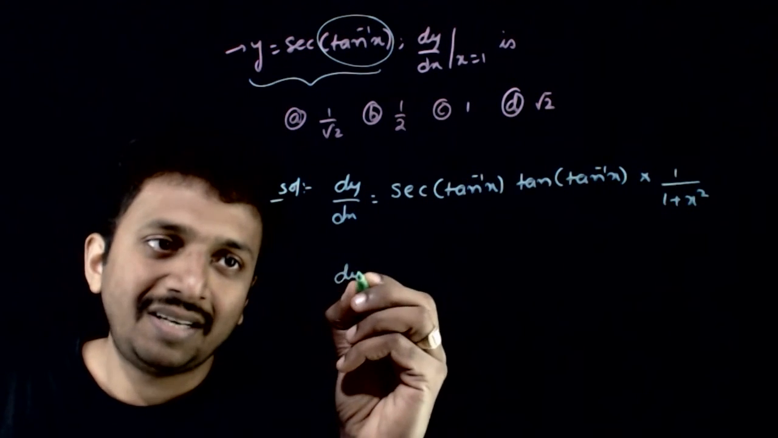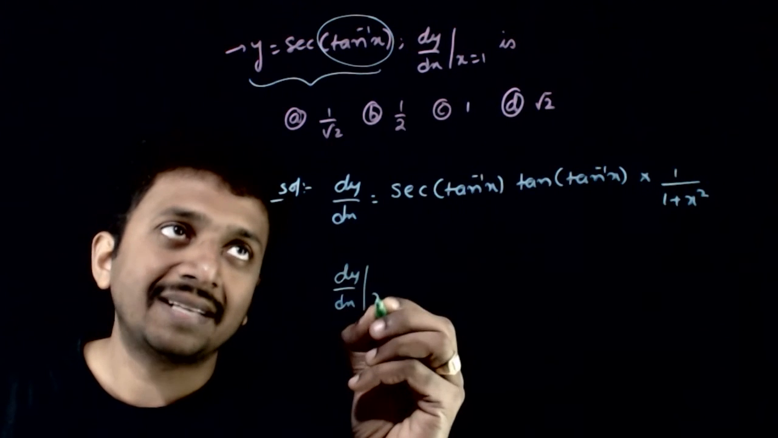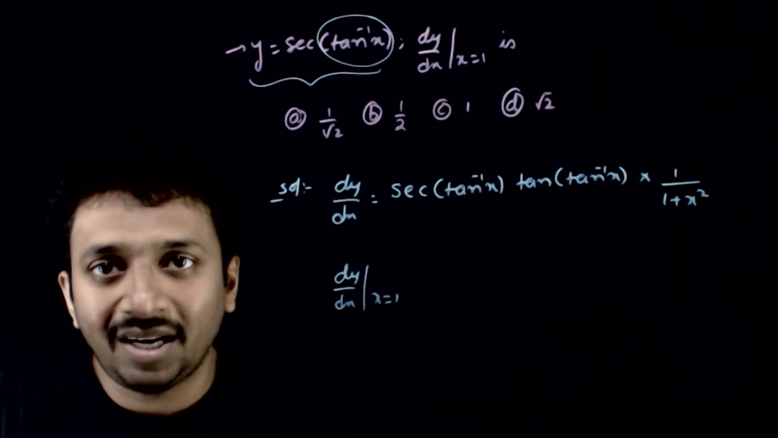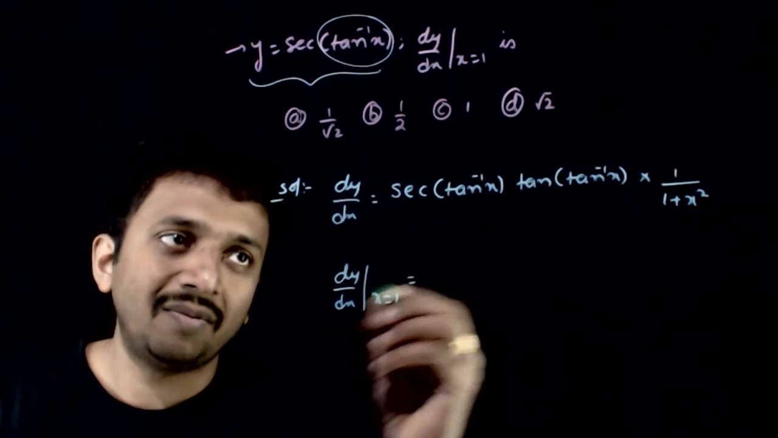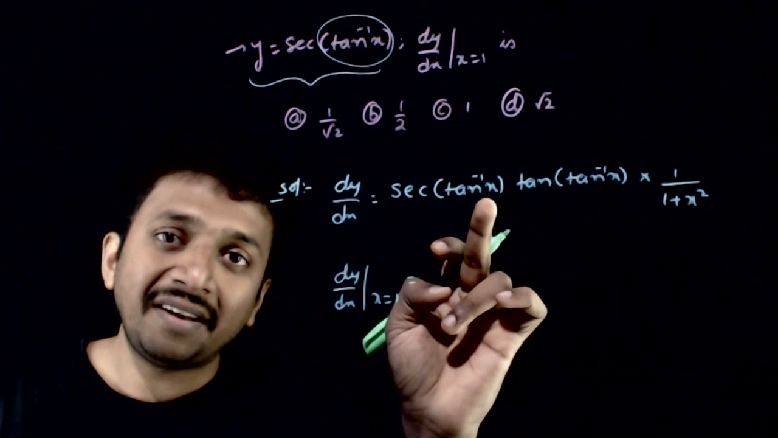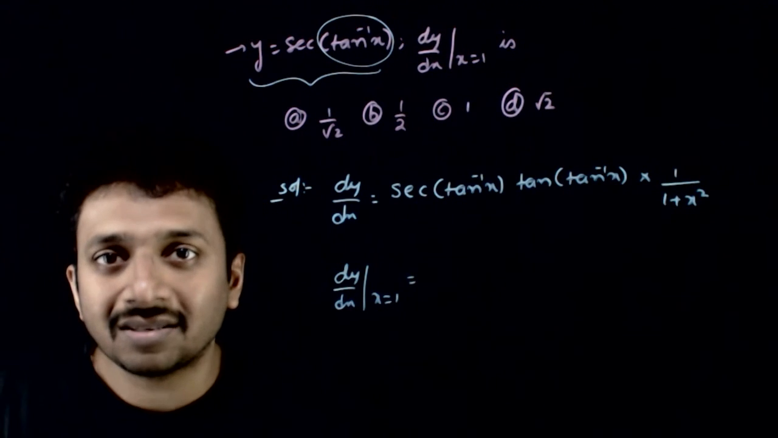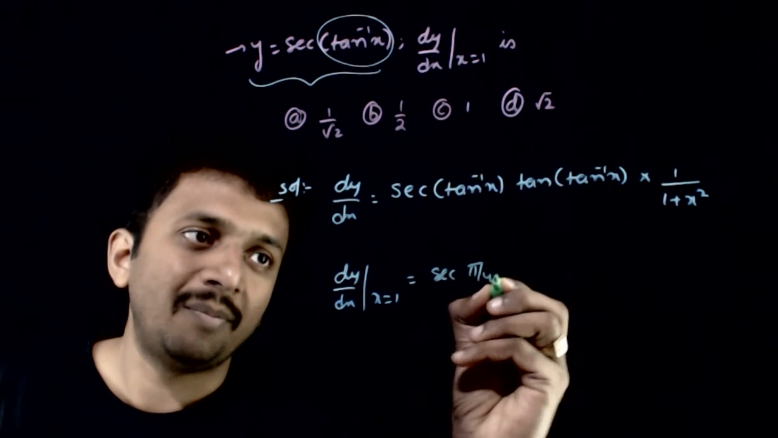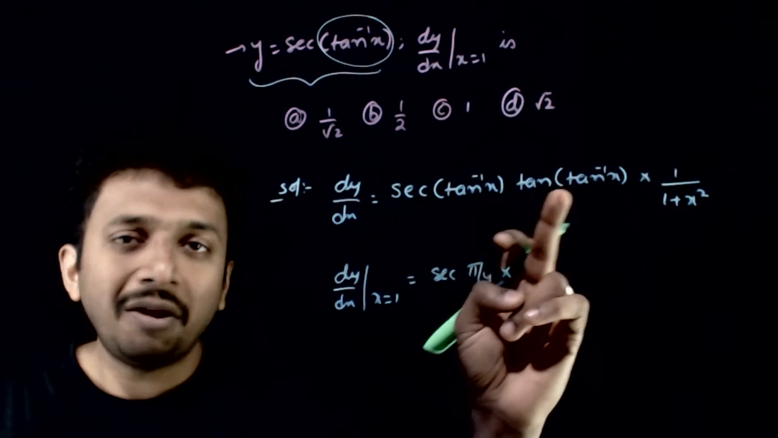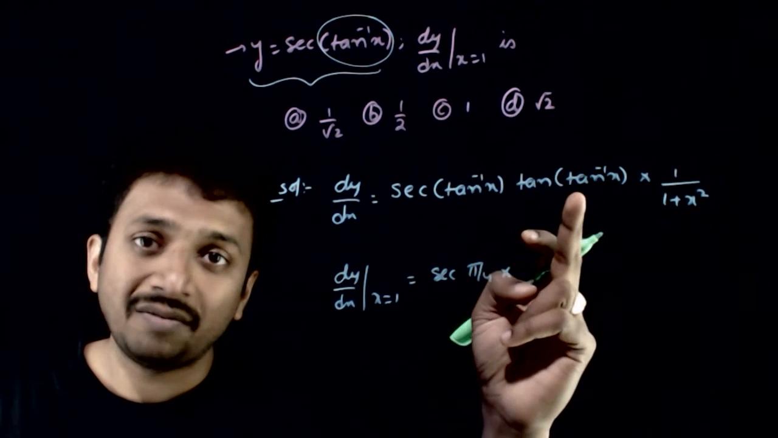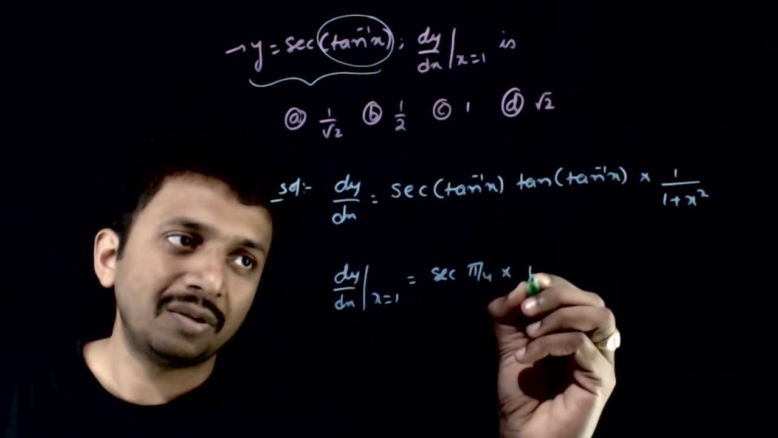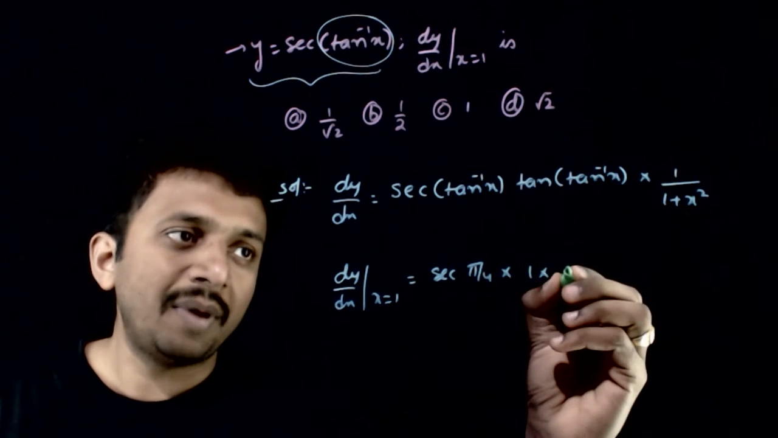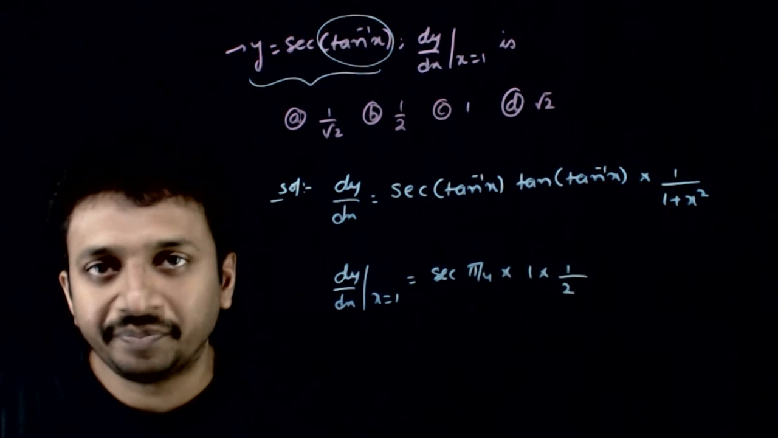So what is dy by dx at x is equal to 1? That is equal to secant of tan inverse 1. Tan inverse 1 is pi by 4. That is secant pi by 4 into tan of tan inverse 1, and tan of tan inverse x is nothing but x. So this becomes 1 into 1 by 1 plus x square, which is 1 by 2.